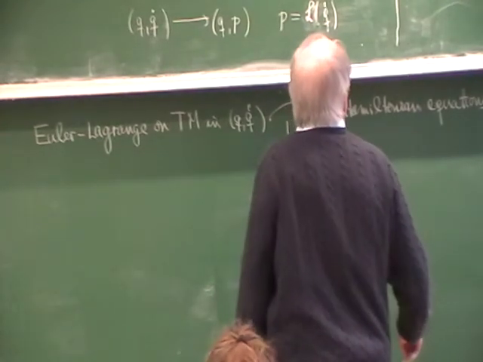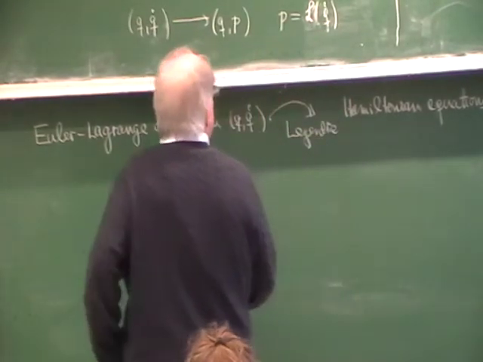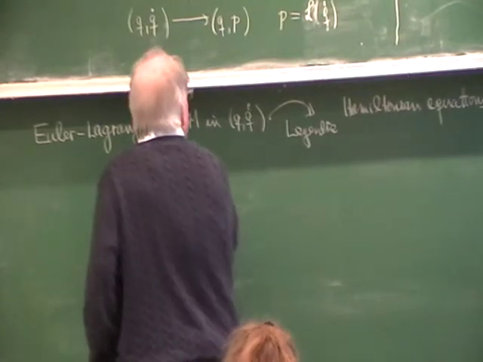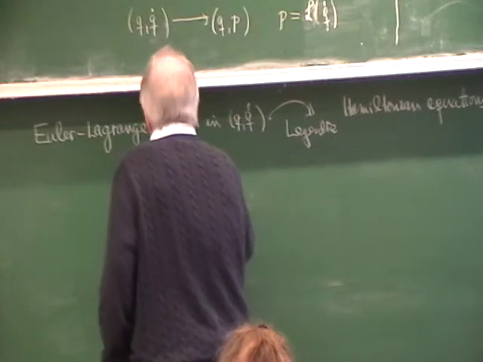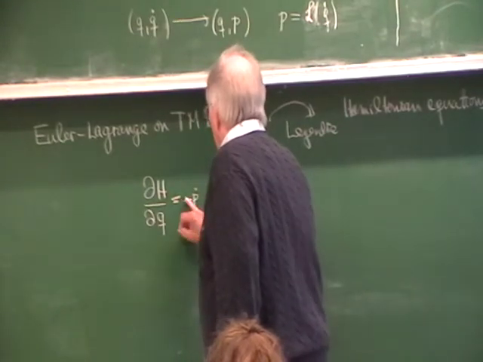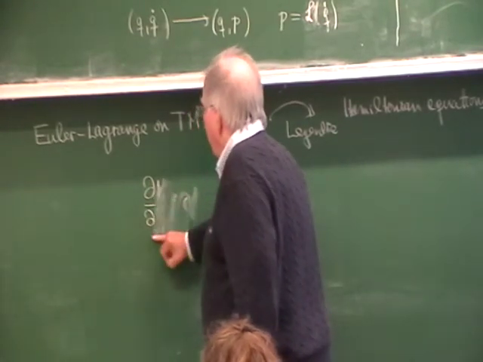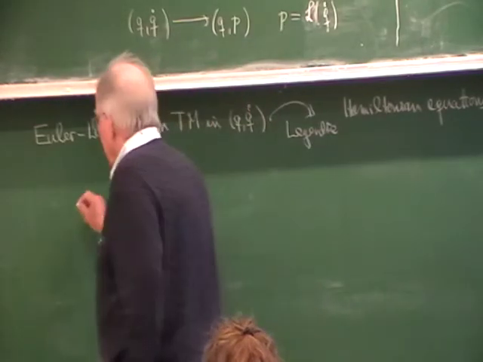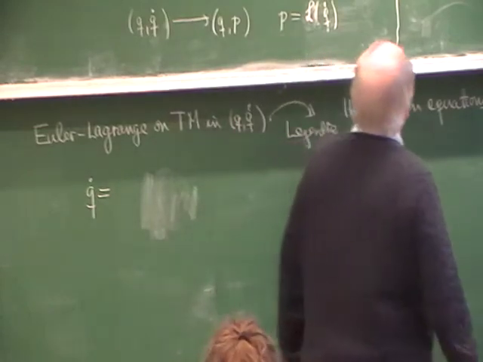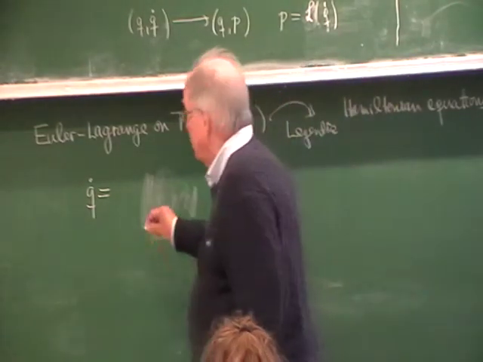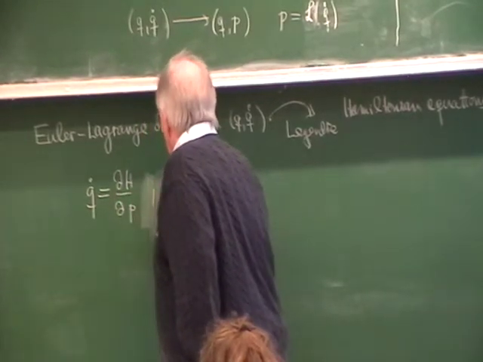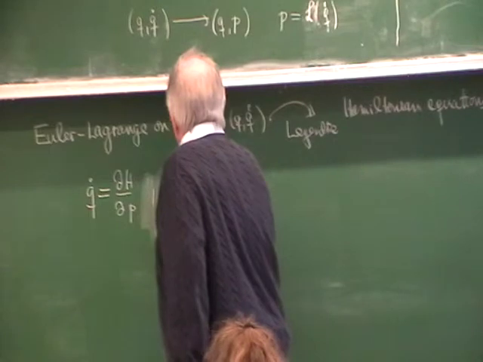I don't know what you'd like to write first. What do you like to write first, q or p? I think q first. We write the variables in the order that they are. So q point equals dH/dp. And p point equals minus dH/dq.